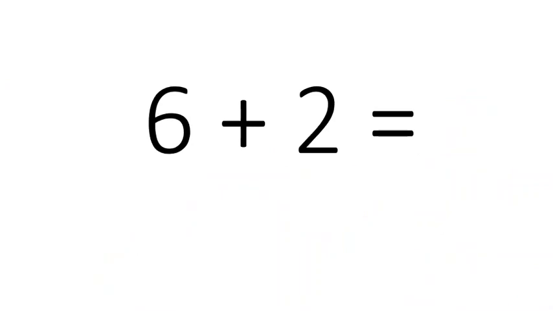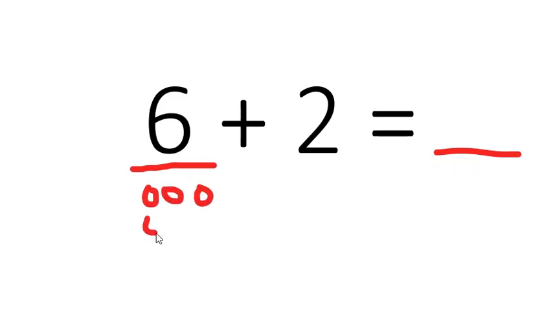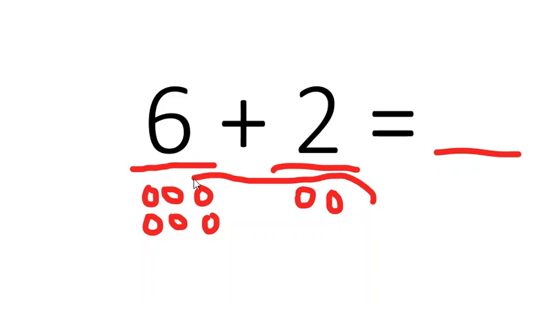Let's go to our third problem. Our third problem is 6 plus 2 equals what? We need to find the answer to this problem. So my first number here is 6, so I have to make 6 circles. 1, 2, 3, 4, 5, 6. My second number is number 2, so I have to make 2 circles. 1, 2, and my last step is to add them all together.